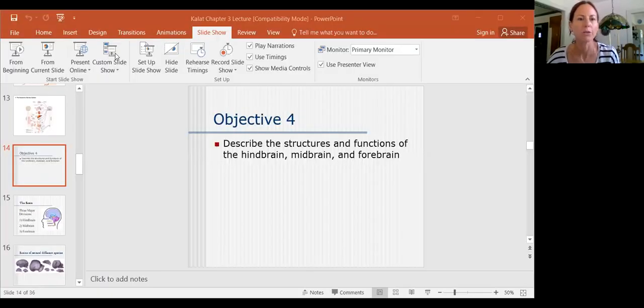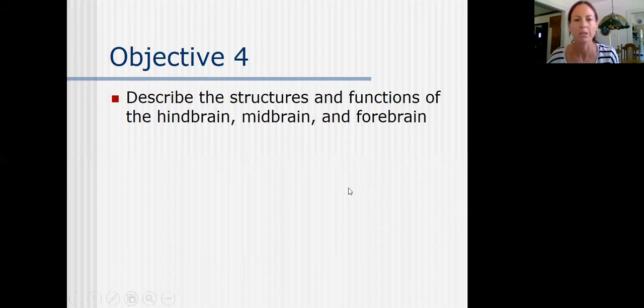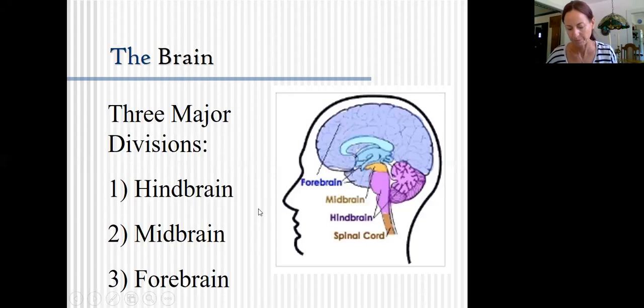Sharing my screen. And we're on objective 4, which is to describe the structures and functions of the hindbrain, midbrain, and the forebrain. So let's get started on that. There are 3 divisions of the brain. We've got the hindbrain, midbrain, and forebrain.